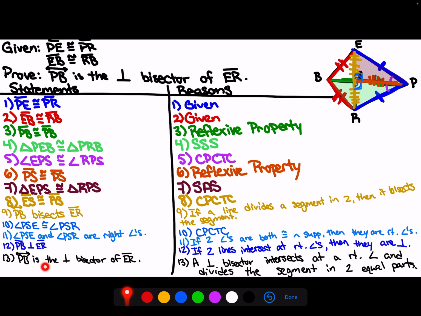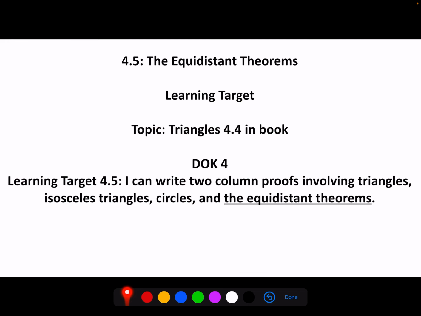All right, so today we're focusing on 4.5, the equidistant theorems. This deals with equidistant all the way through. And what we started with, those perpendicular bisectors, that's the applications that we can use equidistant theorems with. So these equidistant theorems will all be dealing with perpendicular bisectors.